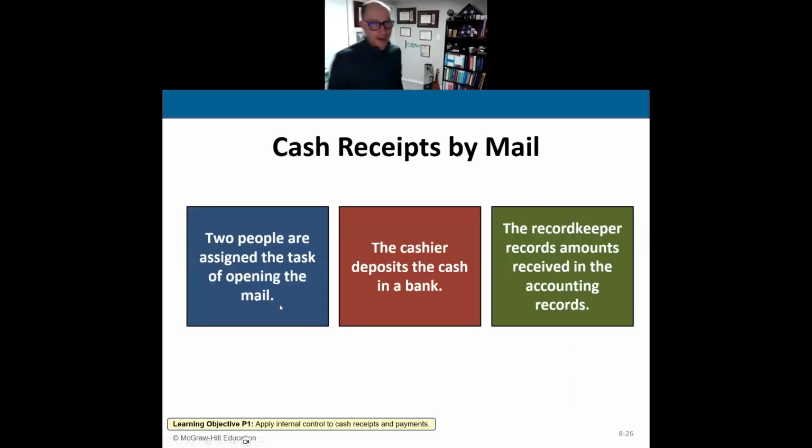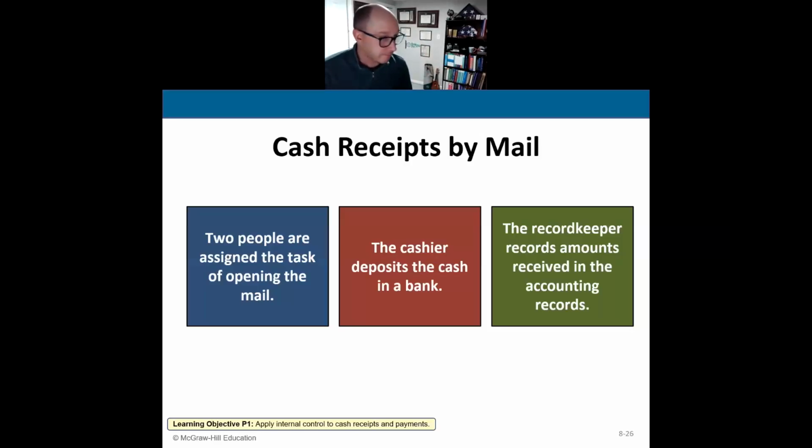What about the mail? Sometimes people will send us checks in the mail. I'm going to say something that I shouldn't have to say, but I'm going to say it. Don't you ever, ever send physical cash in the mail. Please don't do that. Even if it's a birthday card with some cash, don't send cash. Send a check.